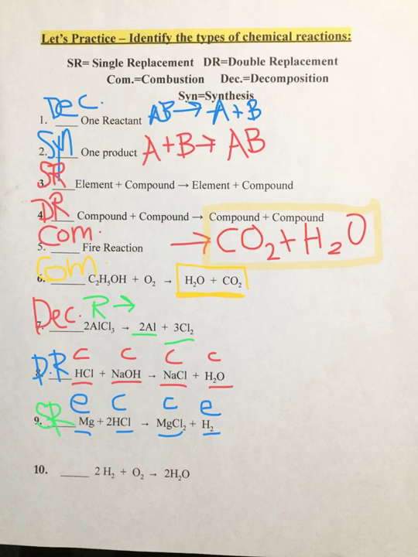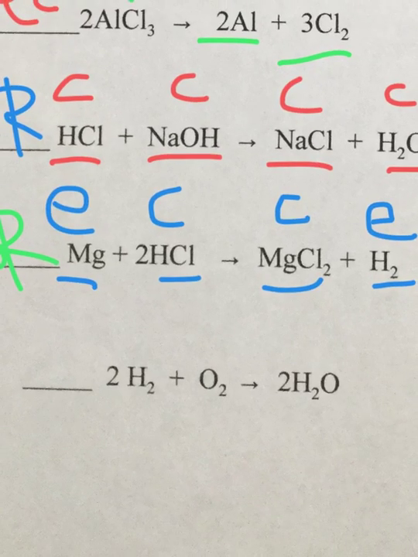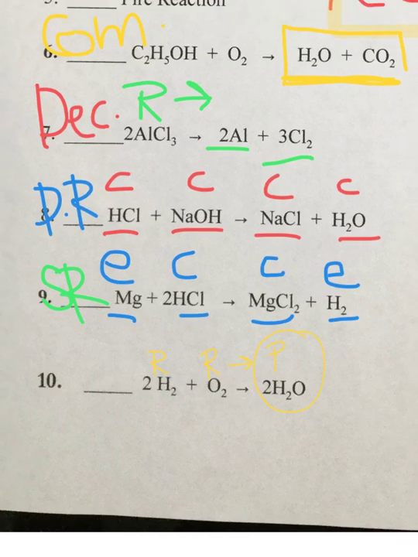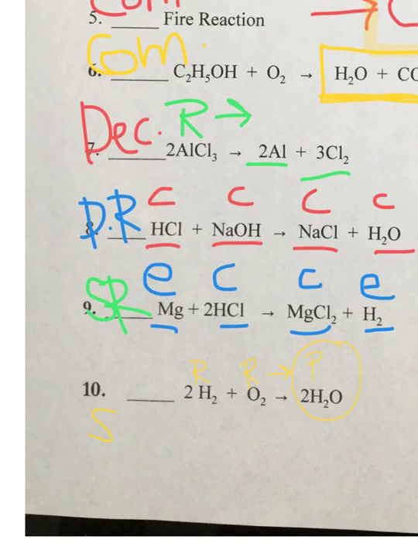Last but not least, take a look at this. You have two reactants. A reactant plus a reactant came together to give you one product. Okay, they came together, they joined, you made something, and that's going to be synthesis.